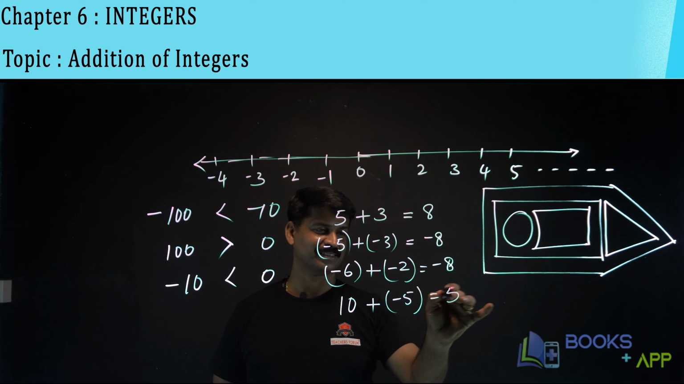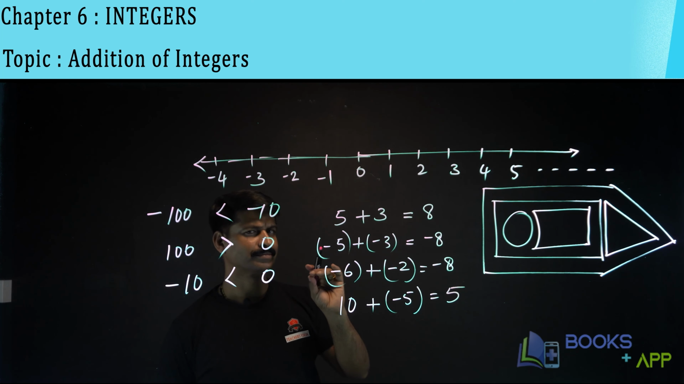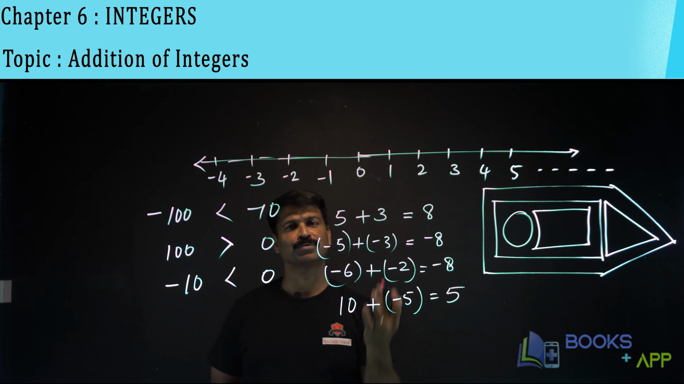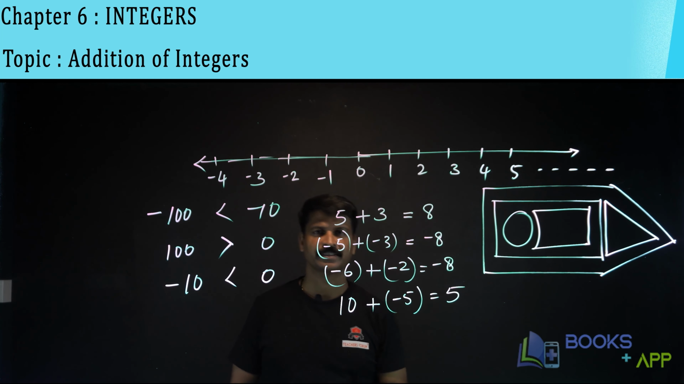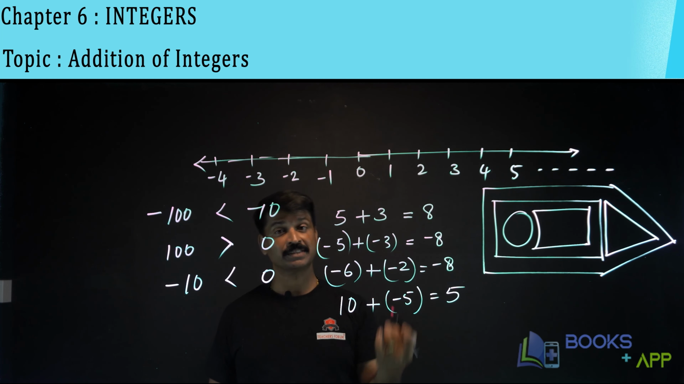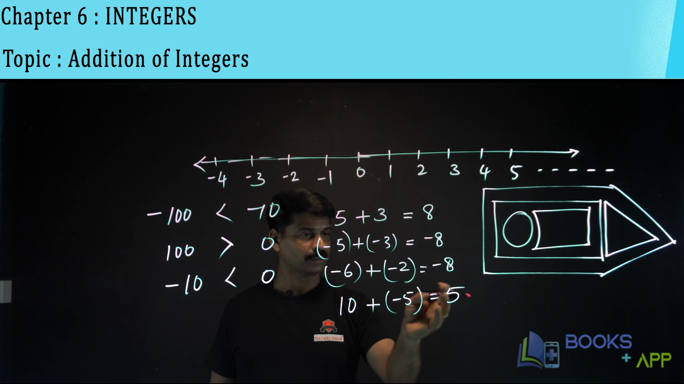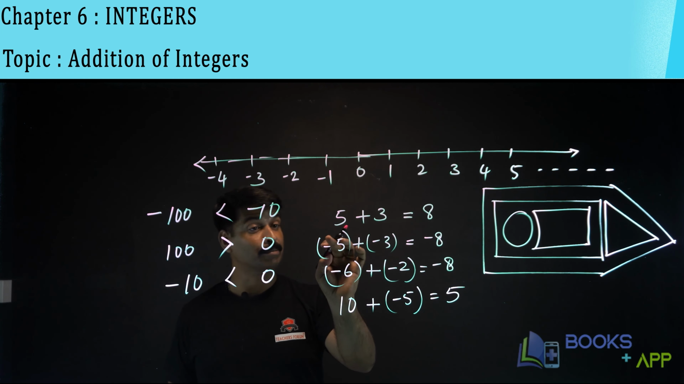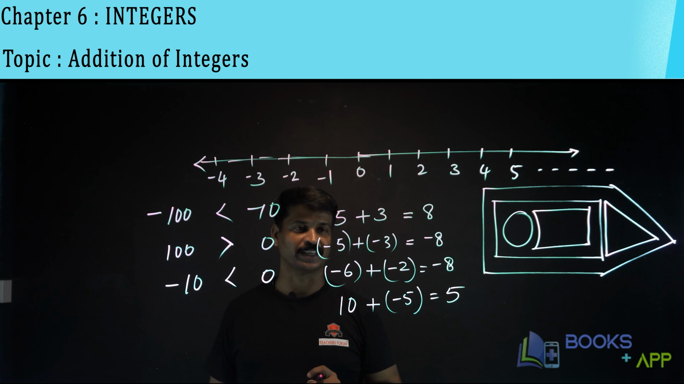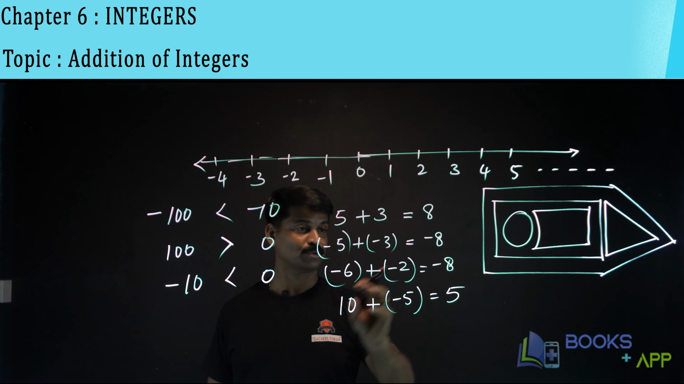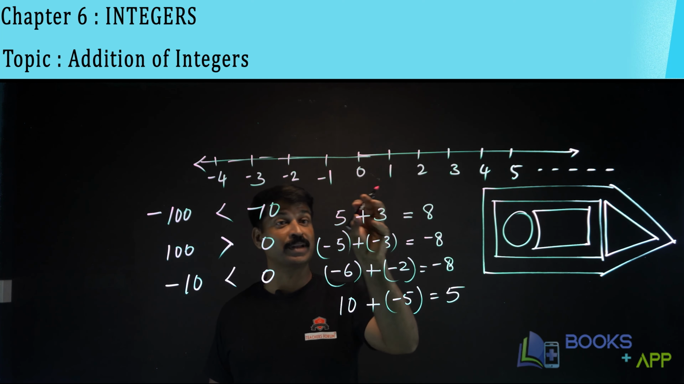That is 5. Is it confusing? Listen, 5 plus 3, you know how to add. 5 plus 3 is 8. What is 10 plus minus 5? That means 10 minus 5. That is 5. What is minus 5 minus 3? Minus 8. What is minus 6 minus 2? Minus 8.